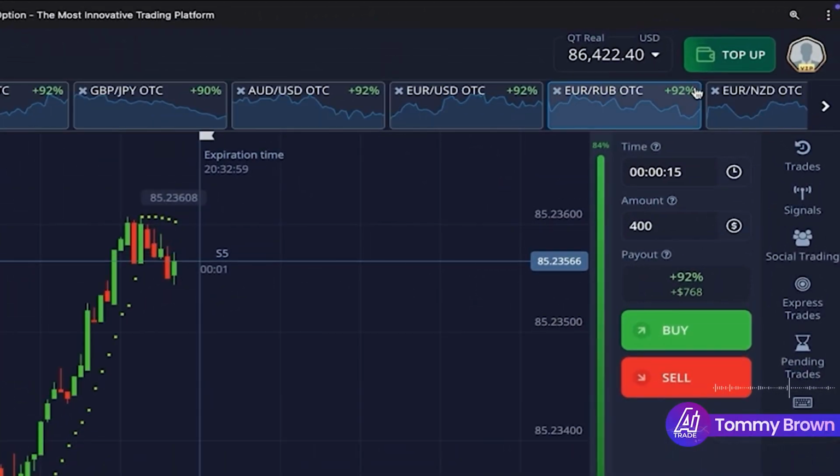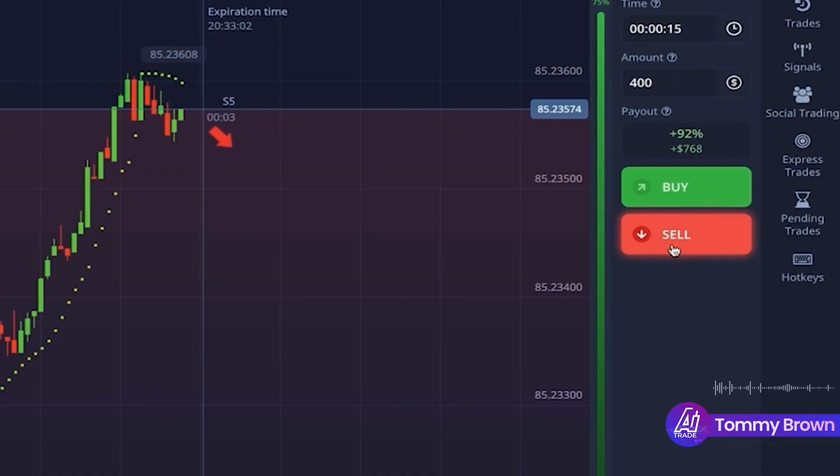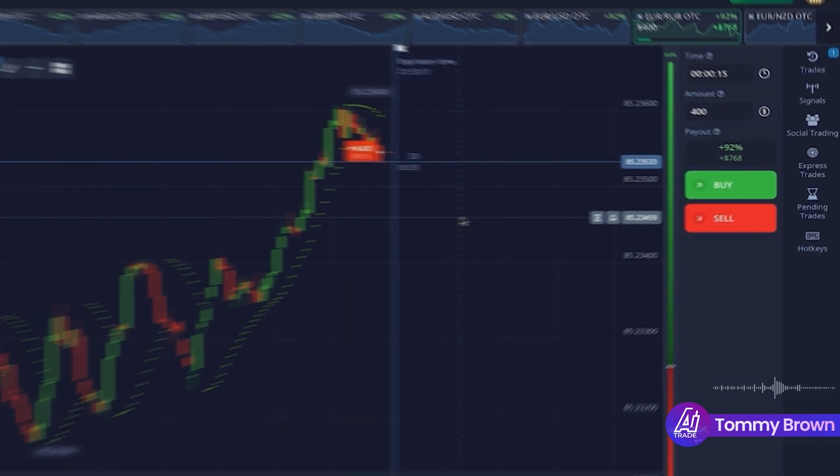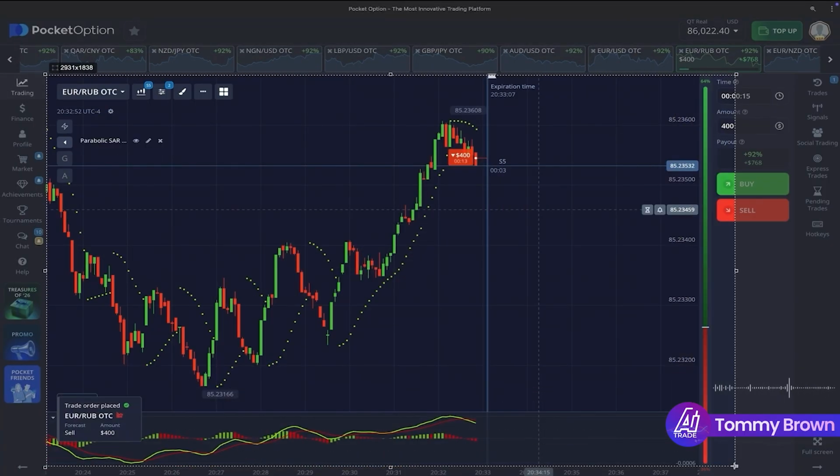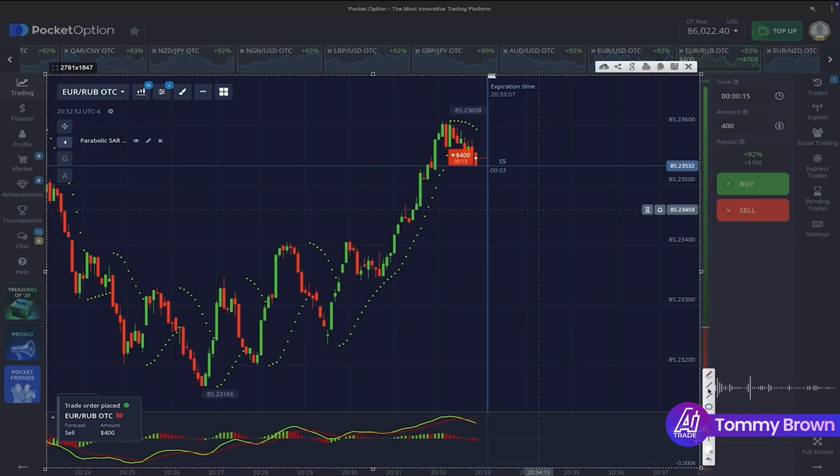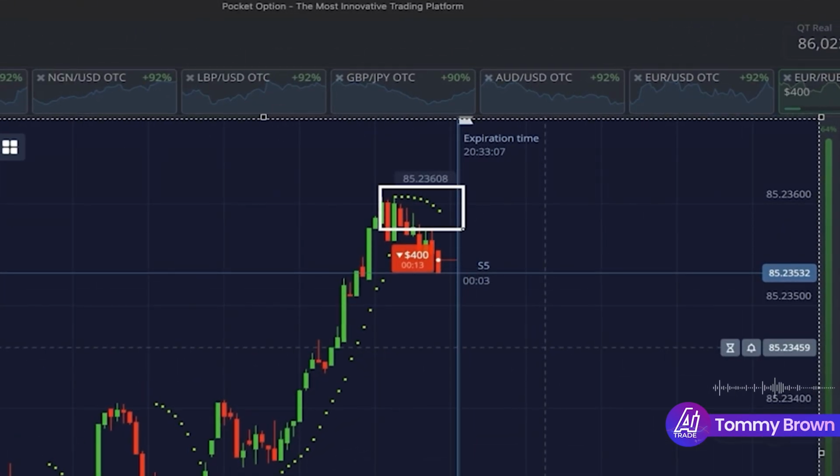Currency pair, Euro and Russian ruble. Here we also open a trade for a decrease. You might ask why. I'll explain it to you now. You can notice this by looking at the Parabolic SAR indicator. A large number of dots are above the chart.